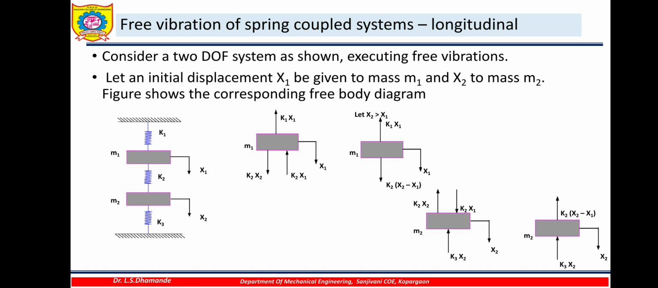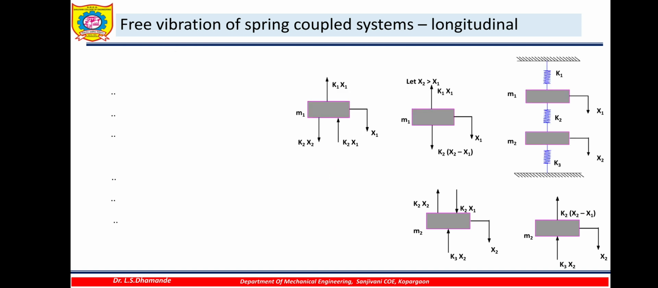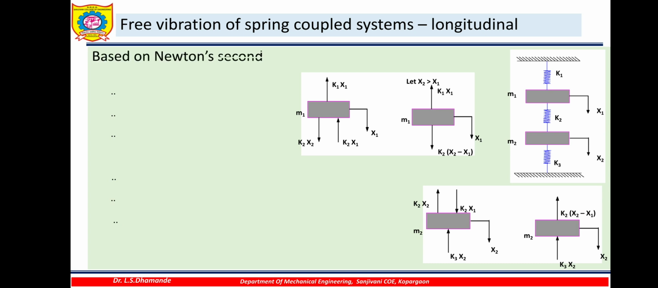Now we have to consider the inertia force of this particular mass. As the motion of this particular mass is in the downward direction, the inertia force will be in the upward direction. So we are using Newton's law here. Based on Newton's law of motion, the sum of external forces will be equal to the inertia force.